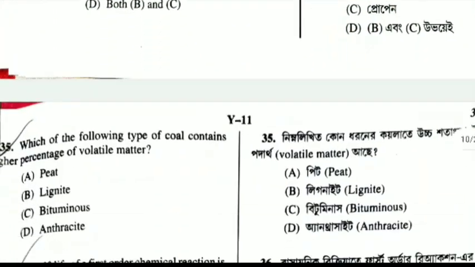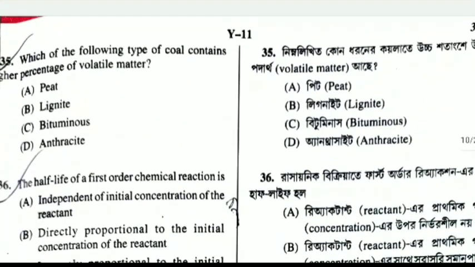Let's move to the next question, question 35. Again coming from coal. Coal is very important, multiple times it has been asked, a very frequent question. You should be clear with all these things. Question 35 is: which of the following types of coal contains a higher percentage of volatile matter? So I will give you a hint that a higher percentage of volatile matter means it is not a good quality of coal.